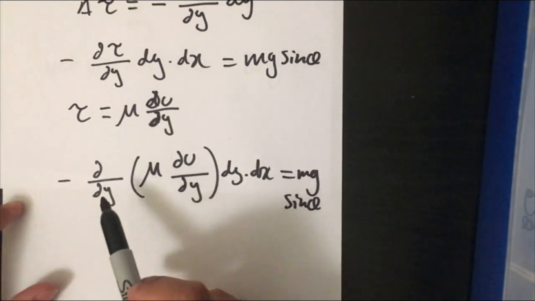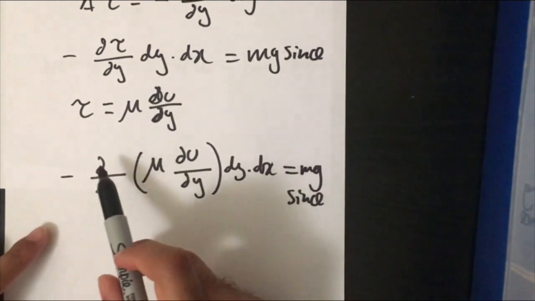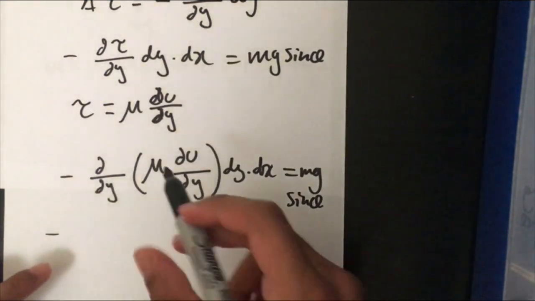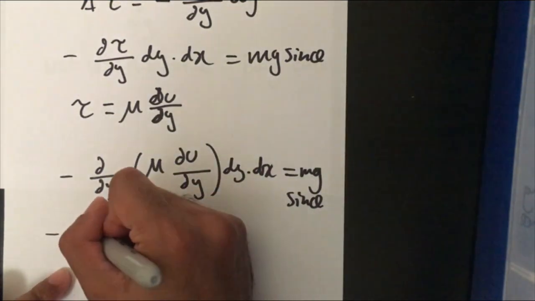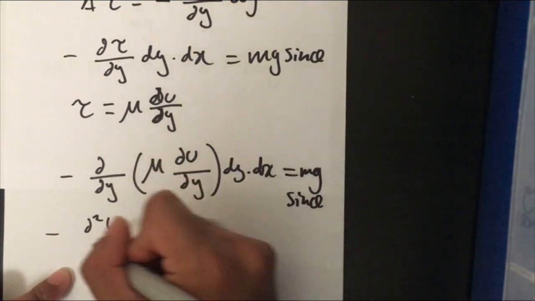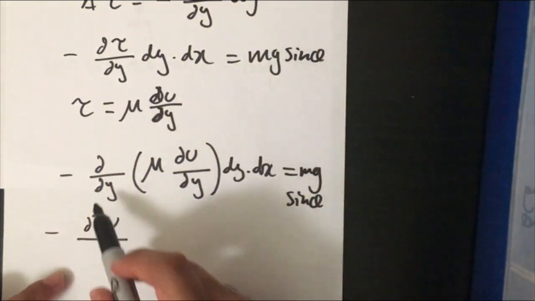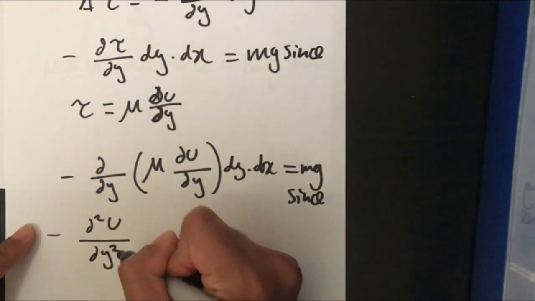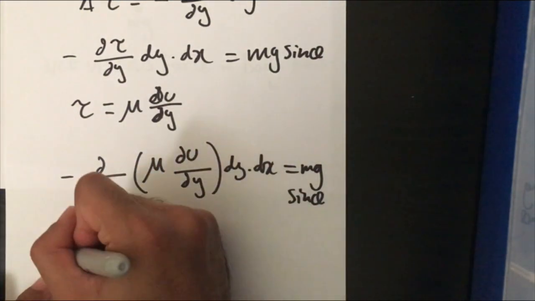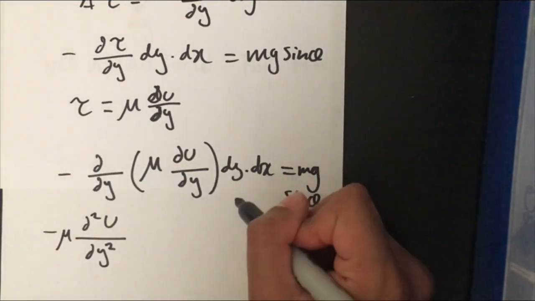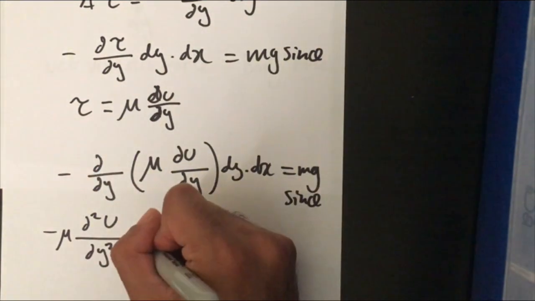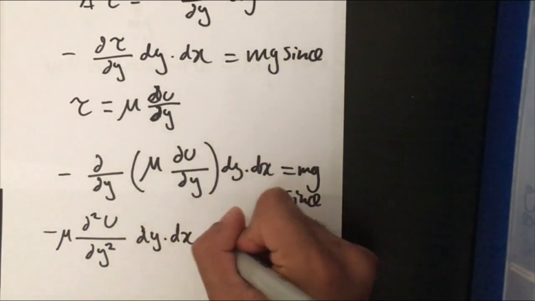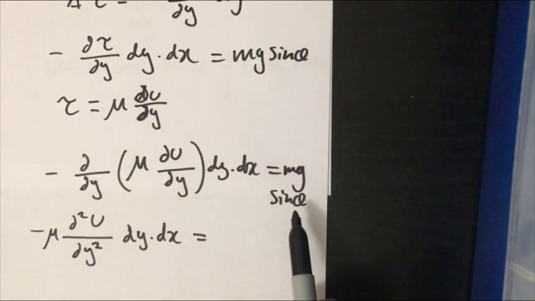Okay, so now let's multiply our differentials. So delta times delta u gives us minus delta squared u over delta y times delta y, that will give us delta y squared. And don't forget the mu. So now all of that times dy dx, and all of that is equal to mg sine theta.